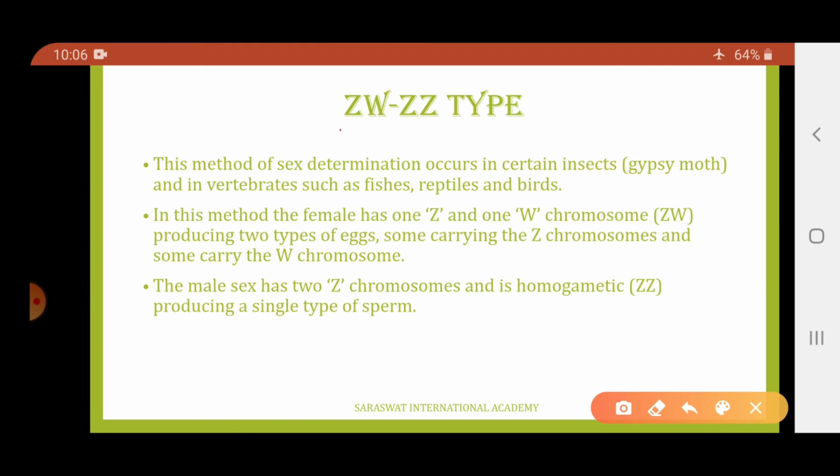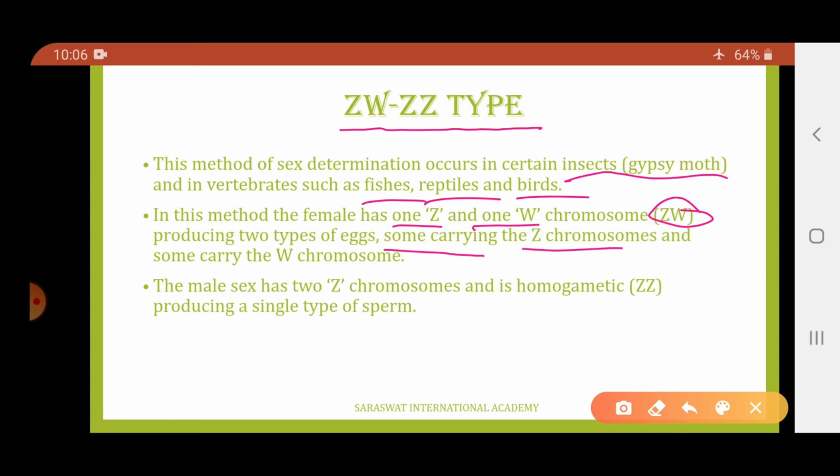The next type is the ZW-ZZ type. So it is basically seen in insects like the gypsy moth and some vertebrates like fishes, reptiles and birds. So here the female has one Z chromosome and one W chromosome. So its composition is ZW. As it is heteromorphic, it produces two types of egg. Some eggs will carry the Z chromosome and some eggs will carry the W chromosome.